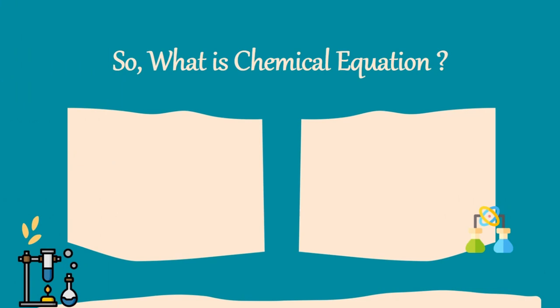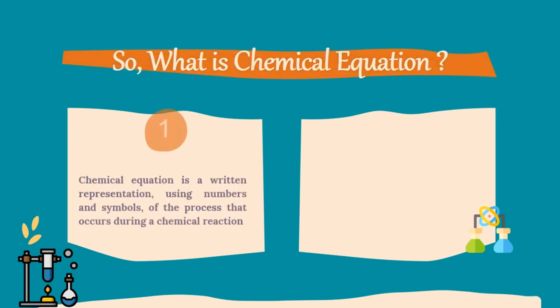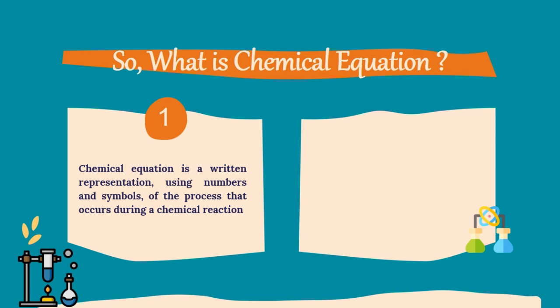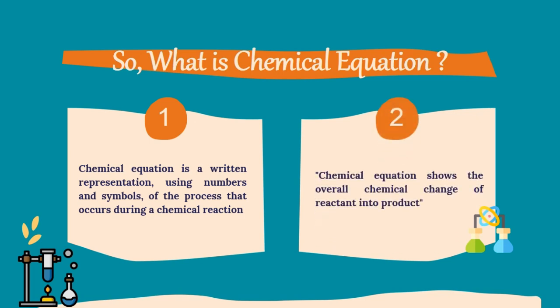And from that, we can get what chemical equations are. A chemical equation is a written representation, using numbers and symbols, of a process that occurs during a chemical reaction. And the second definition: a chemical equation shows the overall chemical change of reactants into products.